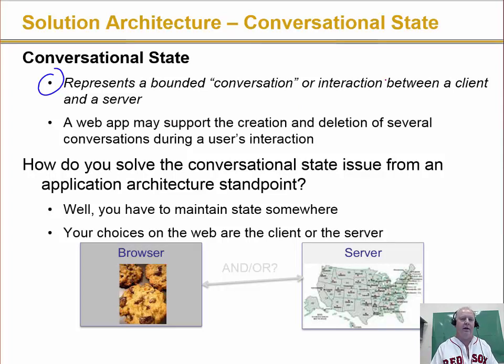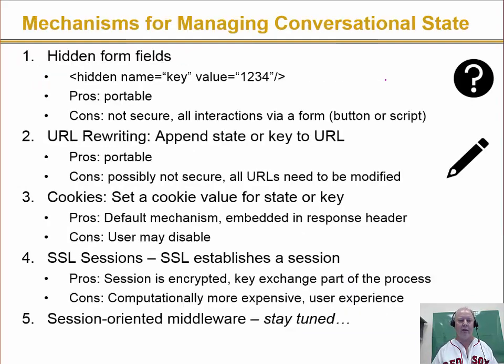Okay, now how do you solve conversational state from an application architecture standpoint? You're writing an application, and now you've got to put the state somewhere. And you can put the state on the web, on the client, or in the server. And really, you can actually put it in the protocol, meaning you can put it what's called in band. But we basically got to decide where we're going to put stateful information as we write these applications. The mechanisms for managing conversational state are these. The first three have been around for a long time and also have alternate uses.